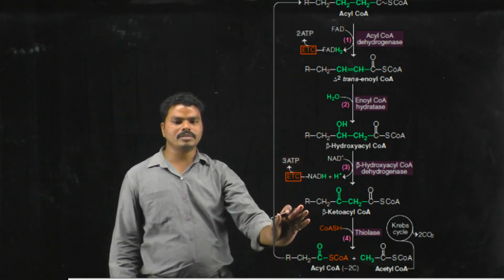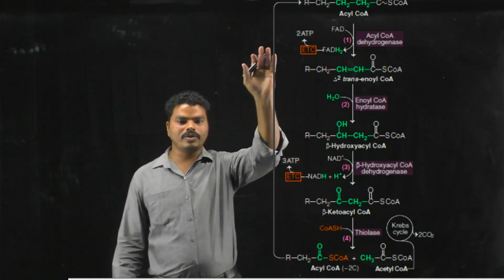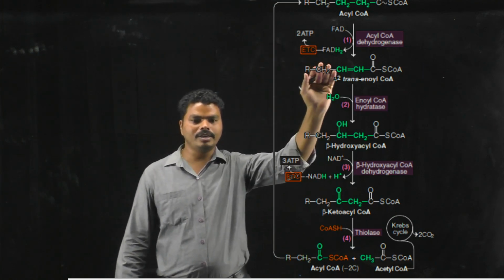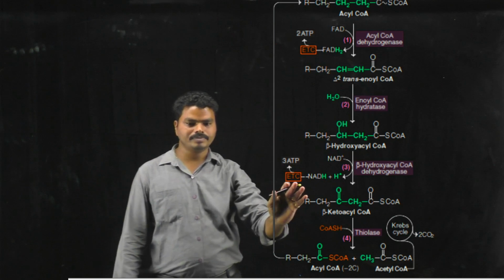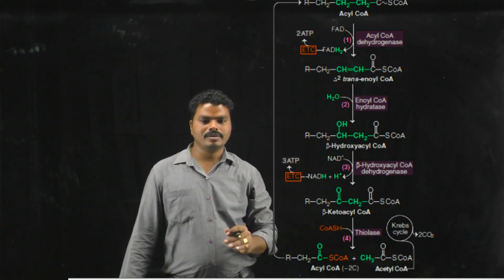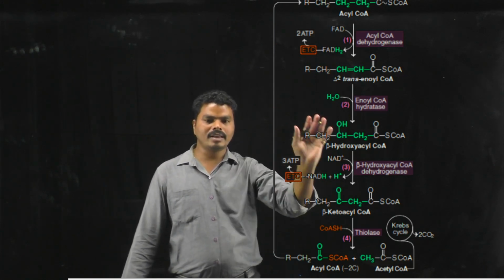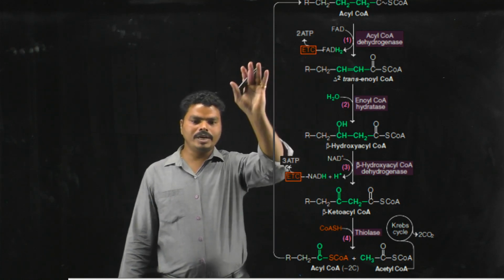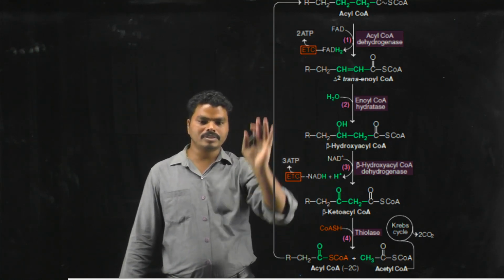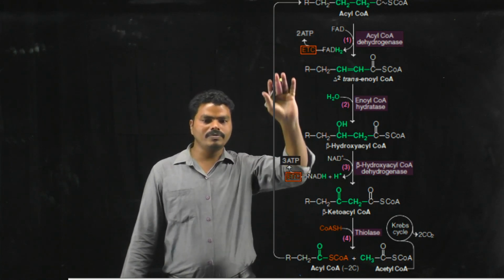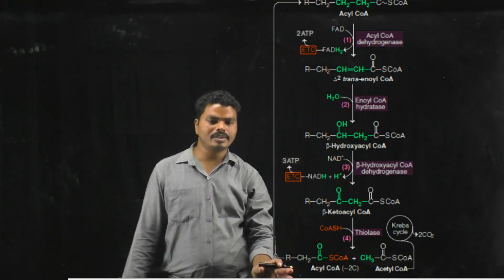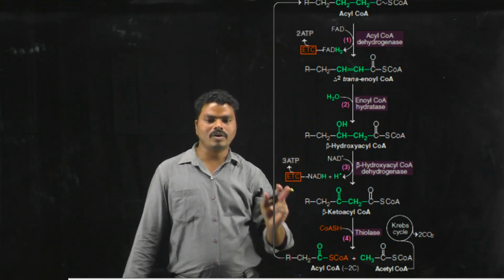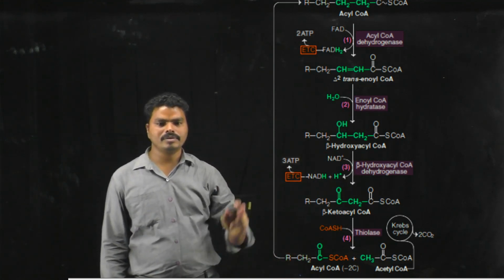During this process, a total of 5 ATPs are produced. 2 come from the FADH2 and 3 from the NADH. So during 1 cycle of beta oxidation of acyl-CoA, a total of 5 ATPs are produced in different stages of beta oxidation. Finally, we will get the 2 acyl-CoA molecules in 1 cycle.